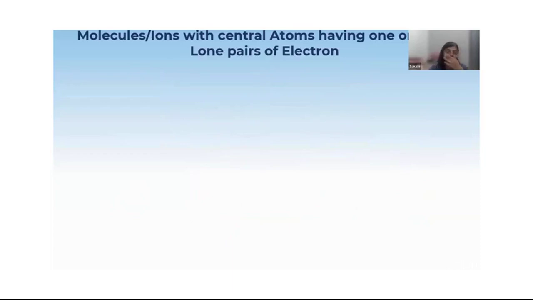Okay. Now what we are going to study is valence shell electron pair repulsion theory. That is VSEPR, what we are studying now, with central atoms that have one or more than one lone pair of electrons. Now here lone pairs have started coming in. So now the geometry and the shape will not be equal. Okay. Let us see.